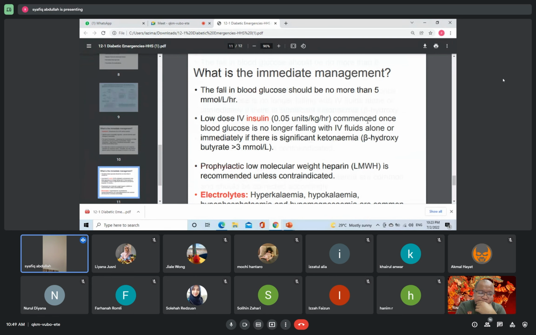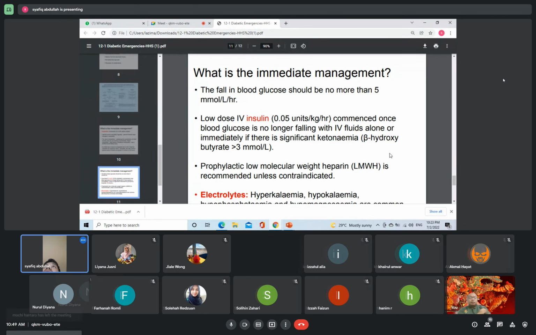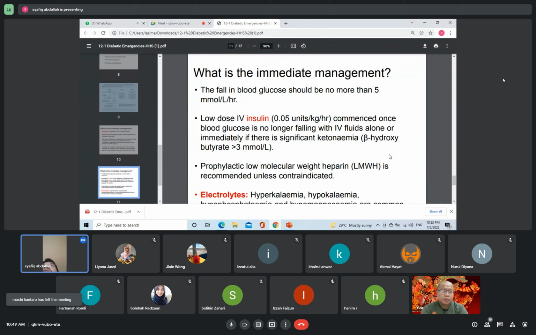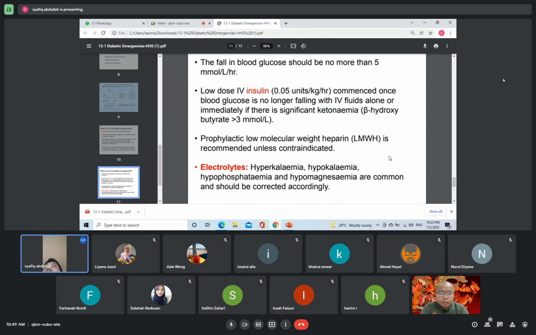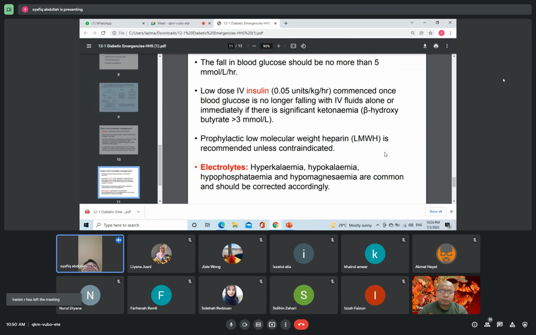The fall in blood glucose should be no more than 5 mmol per liter per hour. Jangan laju sangatlah untuk correct. Low dose IV insulin 0.05 units per kg per hour is started once blood glucose is no longer falling on IV fluids alone, or immediately if there is significant ketonemia. Prophylactic low molecular weight heparin, kalau kita nak bagi heparin, is recommended unless the patient is contraindicated for any heparin or clexane.